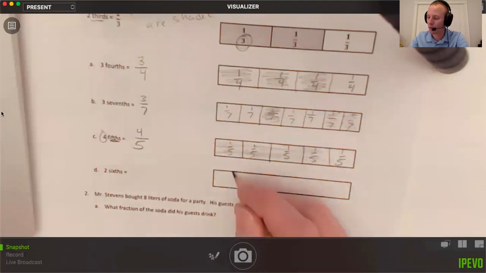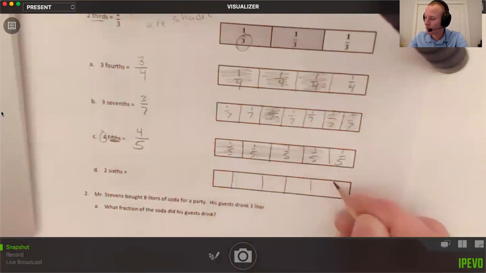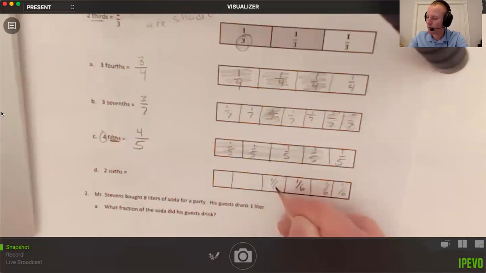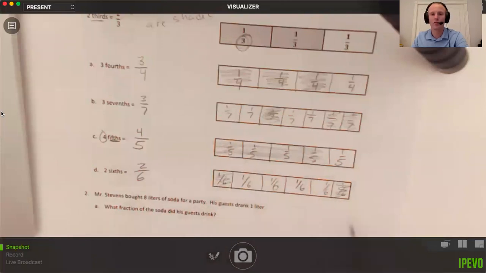And the last one says 2/6. Actually, it's easier if I do this. And I need to shade in 2/6. So I'll shade in the first one and the last one, and I shaded in 2 out of 6 parts of the whole.